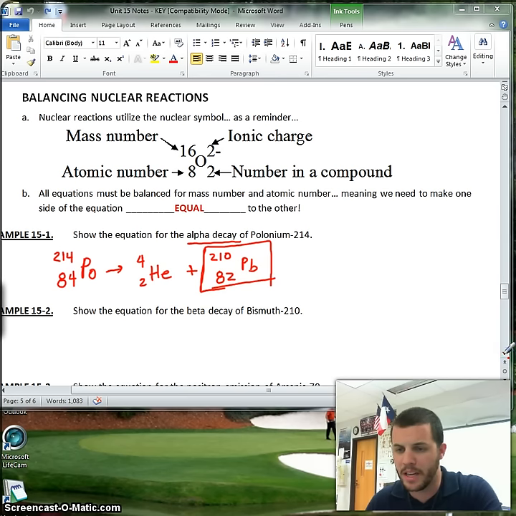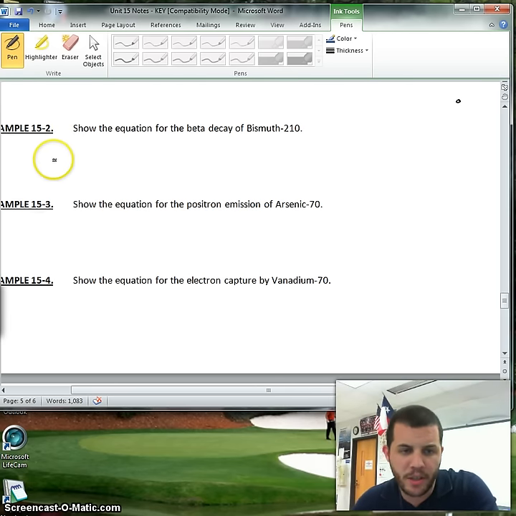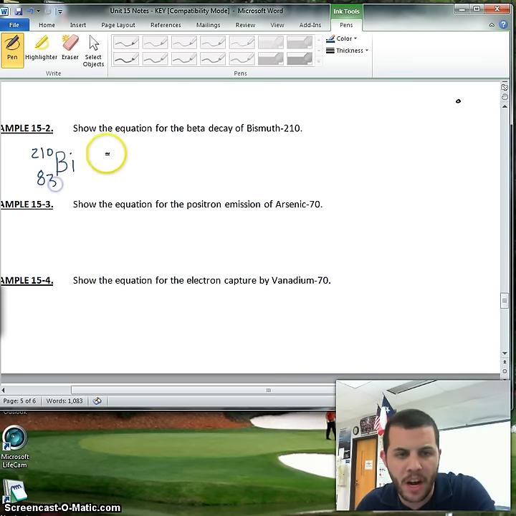So now let's go ahead and take a look at the reaction for the beta decay of bismuth 210. So bismuth 210 is represented like this. I've got bismuth, my mass number 210 on top. My atomic number for bismuth is 83. This is undergoing beta decay. So what's going to happen then is it's going to lose an electron or a beta particle.